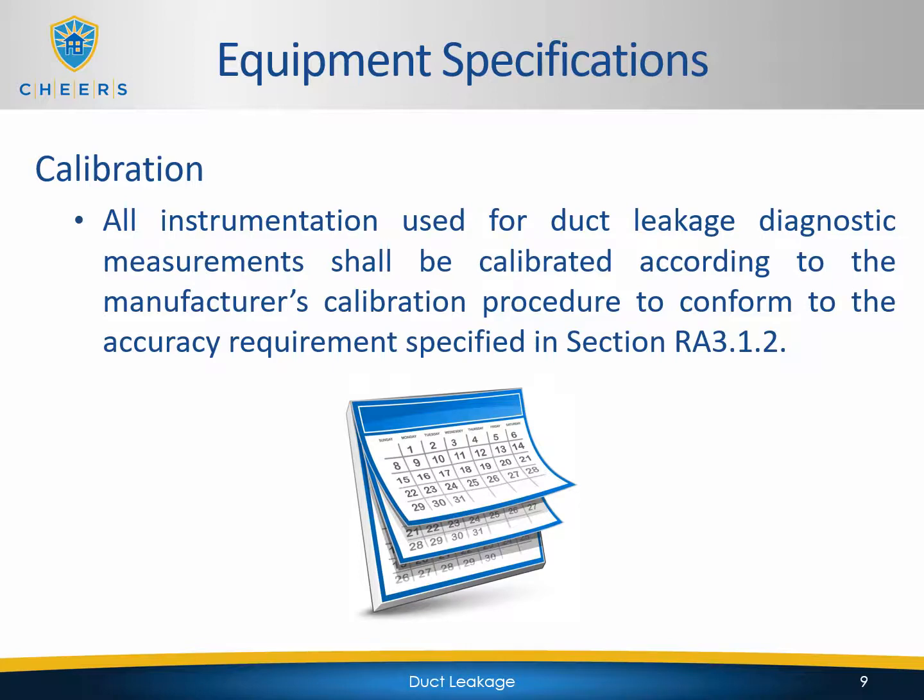All instrumentation used for duct leakage diagnostic measurements shall be calibrated according to the manufacturer's calibration procedure to conform to the accuracy requirement specified in RA 3.1.2. Now, each manufacturer has different specifications for calibration. Some of them require yearly, others are on a 5-year cycle. So you do need to go to the manufacturer and calibrate based on their recommendations.